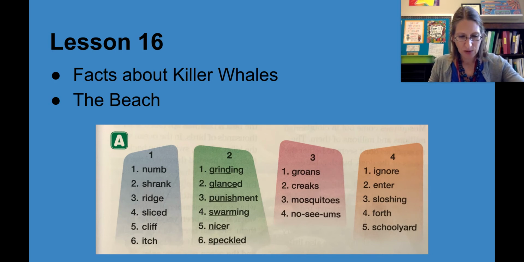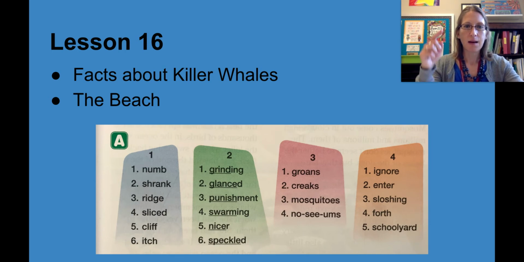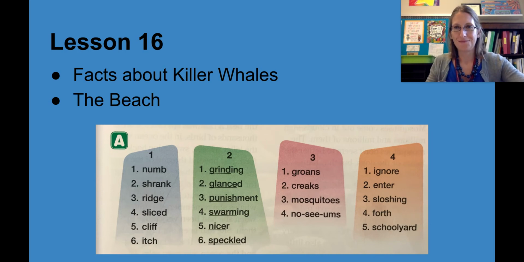All right, let's try the fast way. Numb, shrank, ridge, sliced, cliff, itch. All right, nice work. Let's go to column 2.